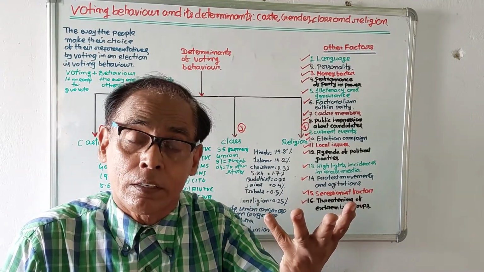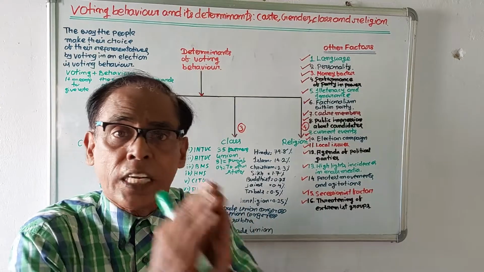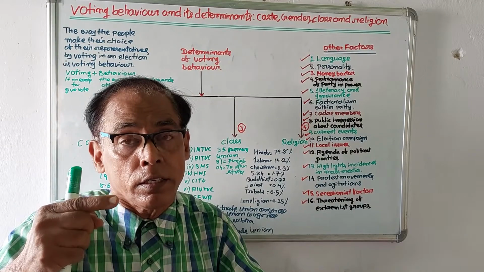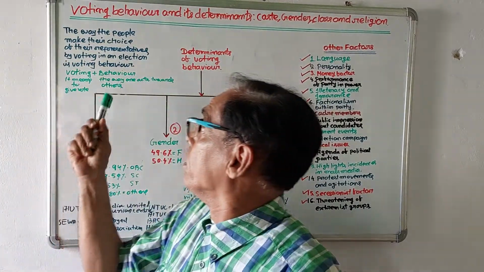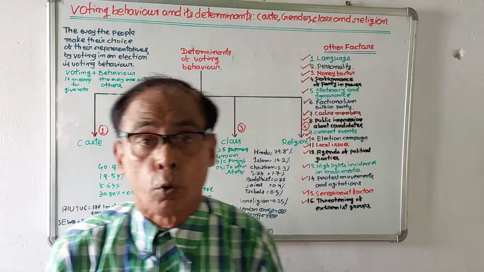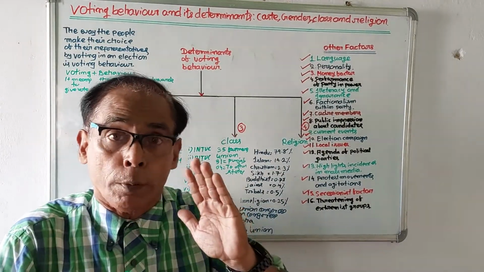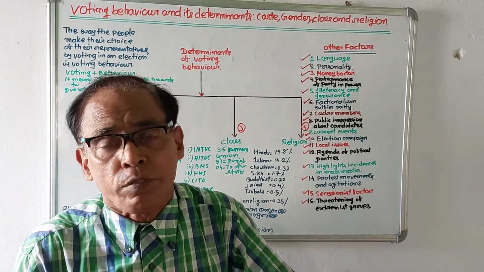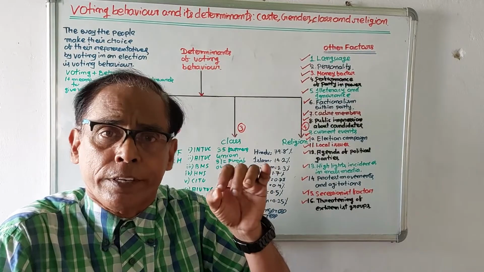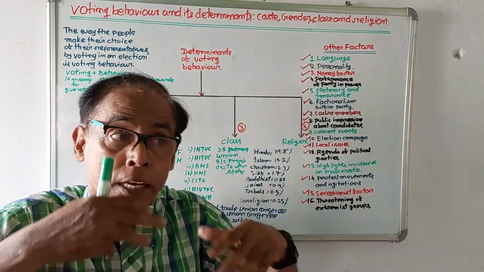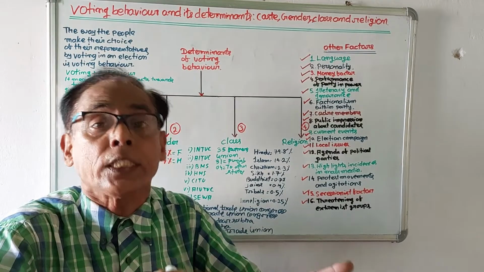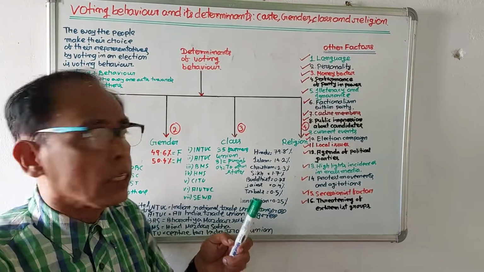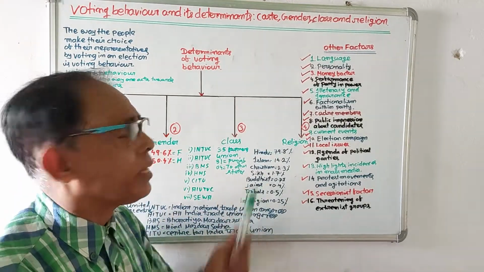What is voting behavior? Voting behavior is a combination of two words, voting and behavior. Voting means to give vote. Behavior means the way one reacts toward others, the way one acts towards others. So voting behavior means whenever people give vote, there are various options and you have to select one. And whenever a person gives his vote, there are various determinants, various influences on him. And we have discussed till now 4 influences or determinants: caste, gender, class, religion.